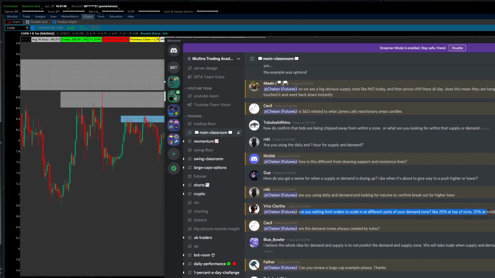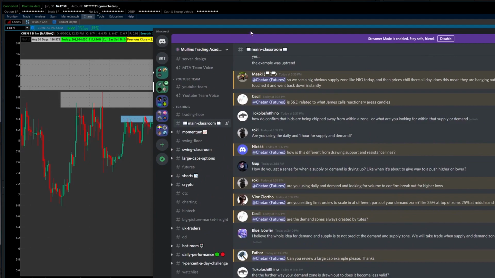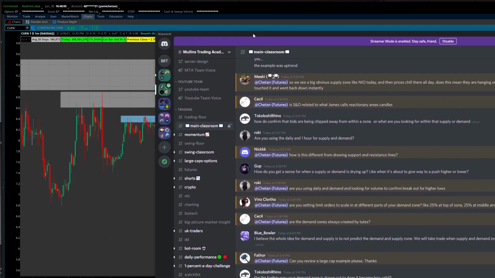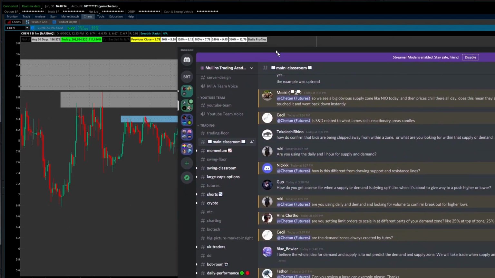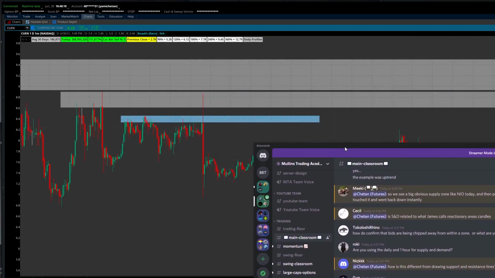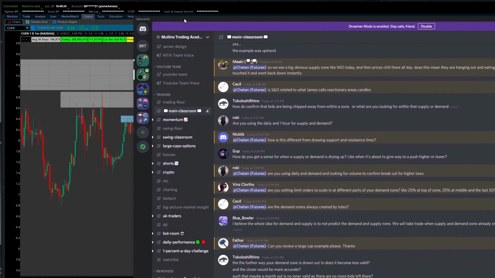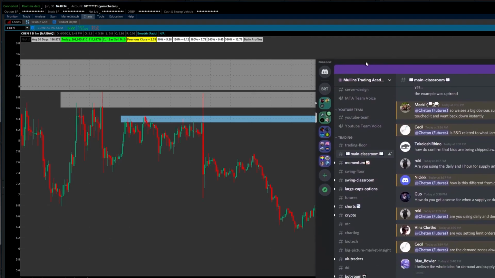Are you setting limit orders to scale in different parts of your demand zone, like 25, 25, 50? Yeah, pretty much. 25, 25, 50 is the way. I usually don't do the 50% part. I usually just do 50 and 50 because by the time it gets to the third one, I'm not really interested anymore. It also depends on what I'm trading. If I'm swinging, I'll do 25, 25, 50. If it's intraday, I will do one extra add, and then I'm not interested anymore.